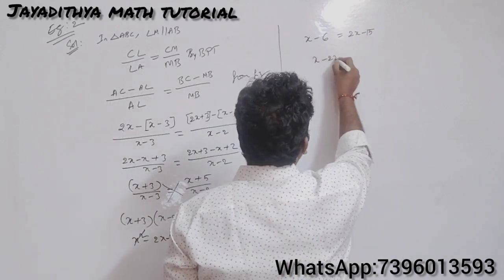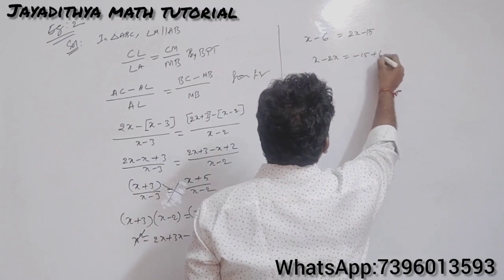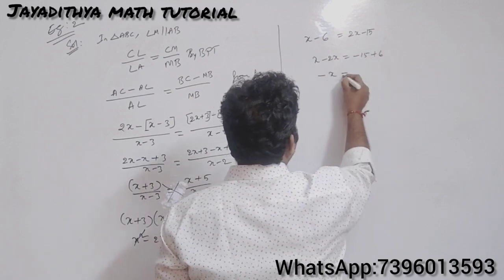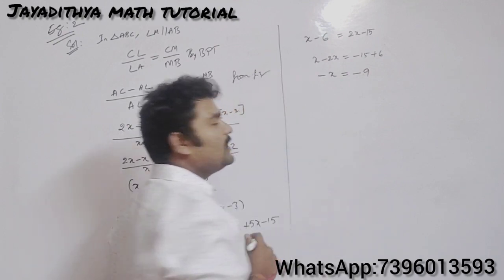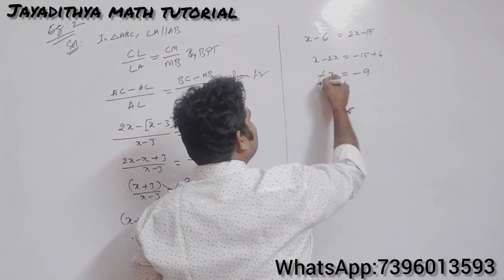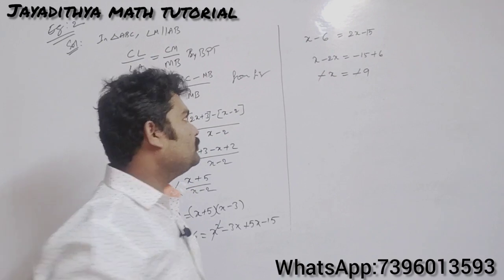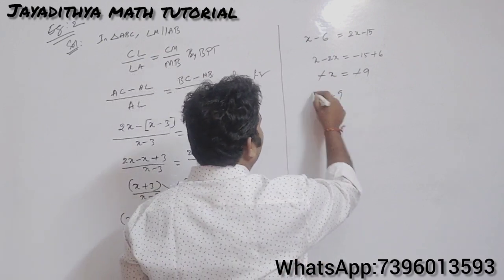Bring all x to one side and numerical terms to the other side. So this will be x minus 2x, and this is minus 15 plus 6 now. So this is minus x is equal to minus 9. Minus 15 plus 6 is minus 9. Be cautious here when you are subtracting or adding integers. So you got x is equal to how much now? X is equal to 9.